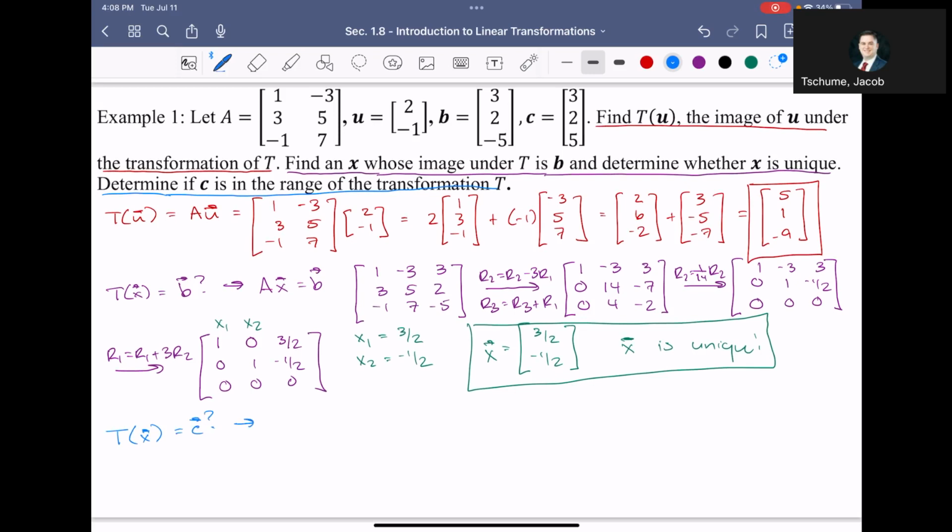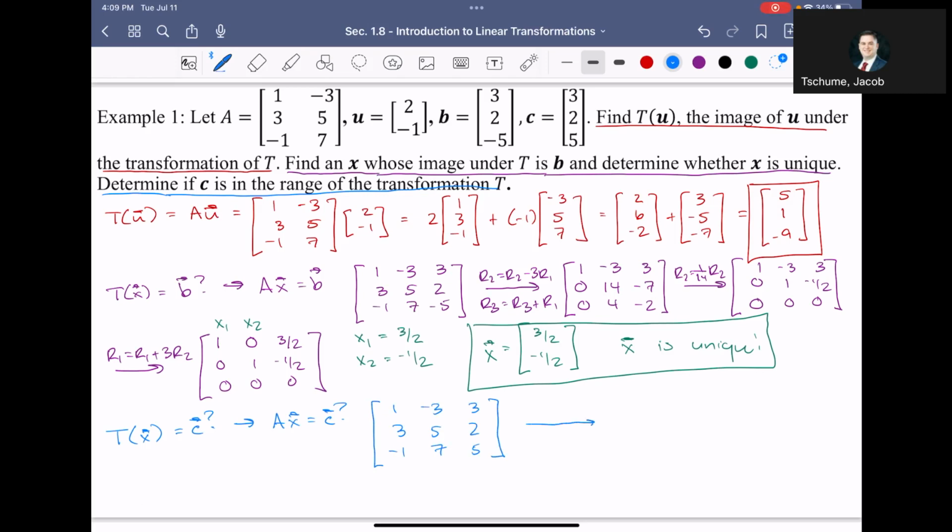So this means you're essentially trying to figure out, is it possible to solve this matrix equation? It doesn't ask what the image is, just is it possible? Because if you can get an image that gives you C, then C has to be somewhere in that range of the transformation. So I'm going to set up almost the exact same augmented matrix. The only difference is I'm going to stick C on the end instead of B.